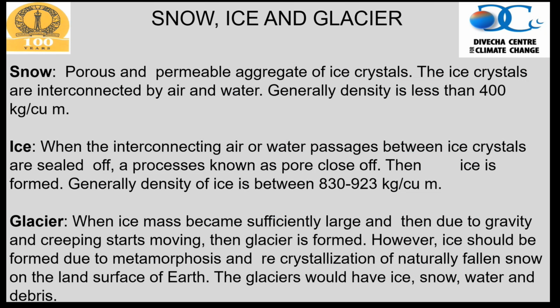So what it really means is snow is a porous and permeable aggregate of ice crystals. So it is a series of ice crystals, and those ice crystals are interconnected by air and water. Generally, if it is dry snow, there are small crystals, and in between there is air. And if it is wet, then that space is partially occupied by water. So generally, the density of snow is less than 400 kilogram per cubic meter.